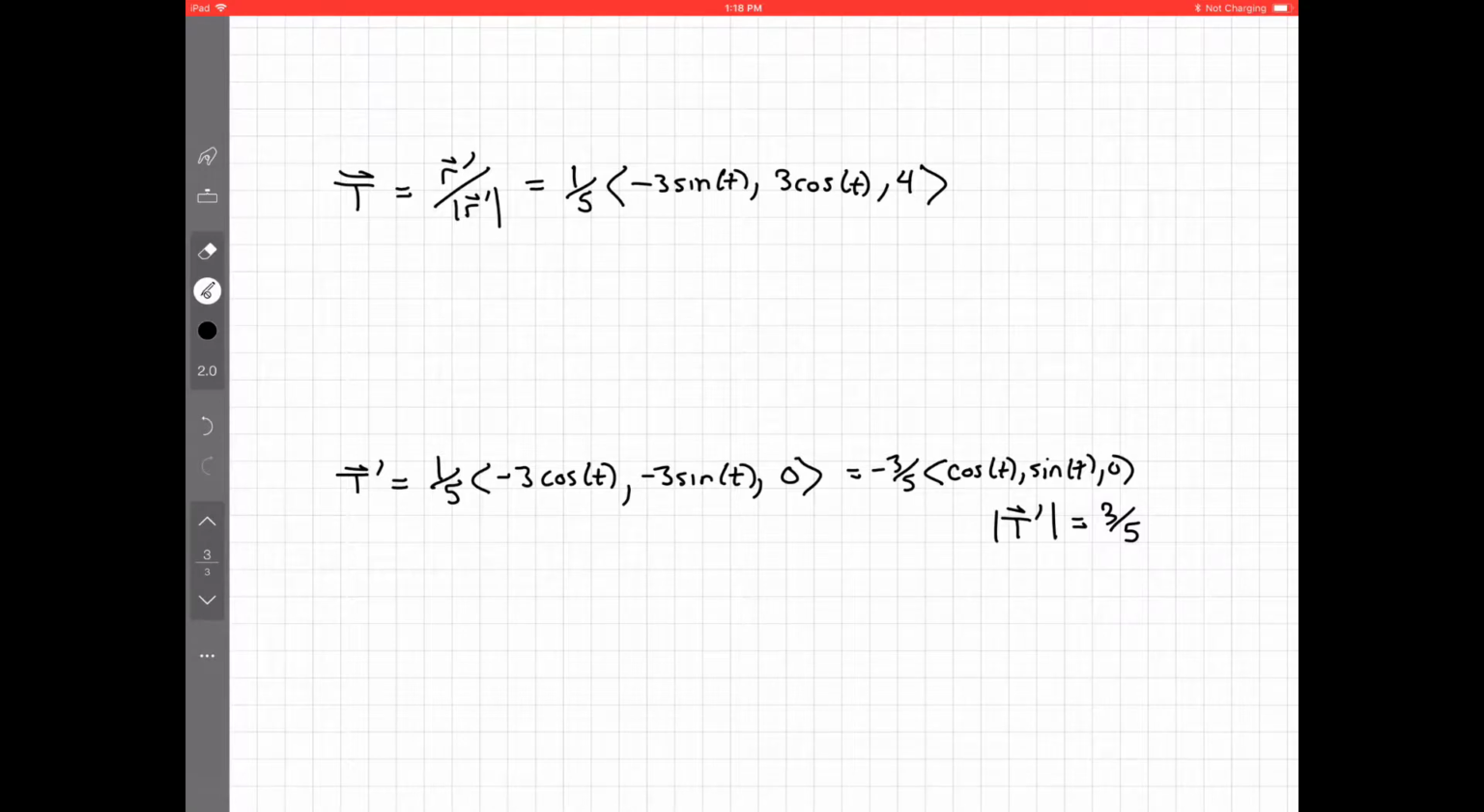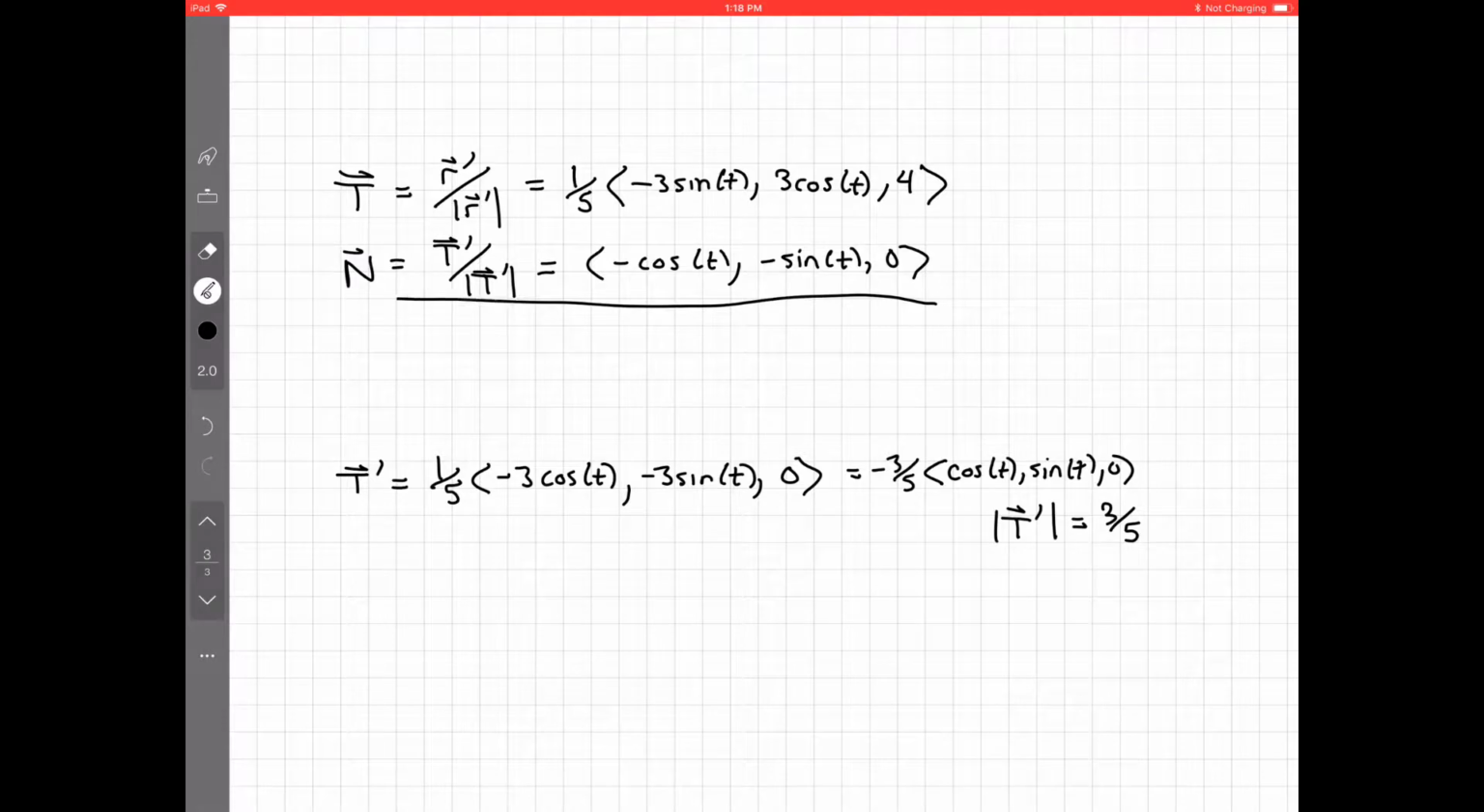And if you take the length of cosine, sine, 0, you just get the square root of cosine squared plus sine squared plus 0 squared, which is 1. Square root is just 1. Okay, so we end up with N, which is T prime normalized, is this negative 3/5 times cosine, sine, 0 divided by 3/5. The 3/5 cancel out, and so you're just left with negative cosine of t, negative sine of t, and 0.